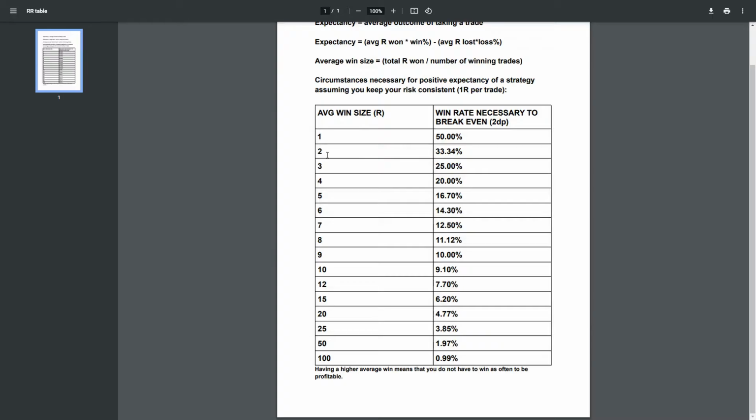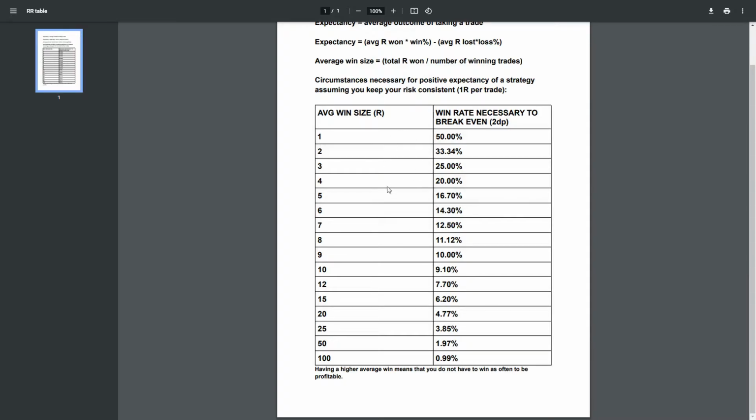So with 2R, if you win 2R when you win, it's 33%. If you win 3R when you win, then the break even is 25%. And if you win 5R when you win, then the break even is 16.7%. And I have rounded these figures to 2 decimal places. So as you can see, the more that you win on average when you do win, the less often that you actually have to win to be a profitable trader. So that's why for me, I really favour a higher risk to reward strategy.